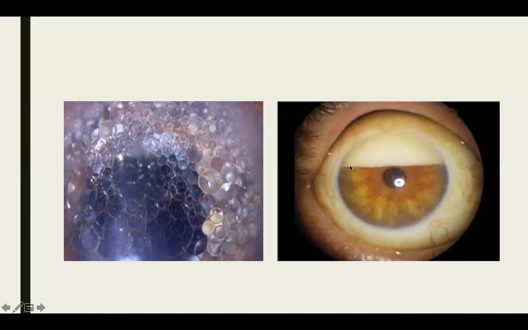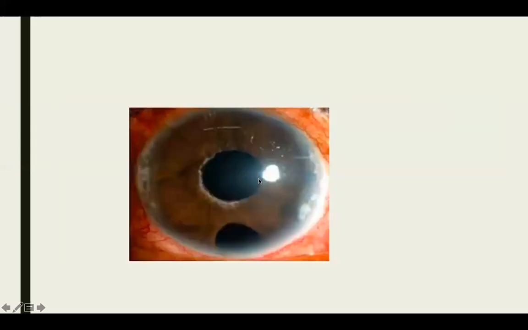It will block the trabecular meshwork in the anterior chamber. It will be very difficult for the aqueous that is formed to be drained through the trabecular meshwork, because the meshwork will already be blocked by the emulsified silicone oil. So it's another complication of silicone oil.